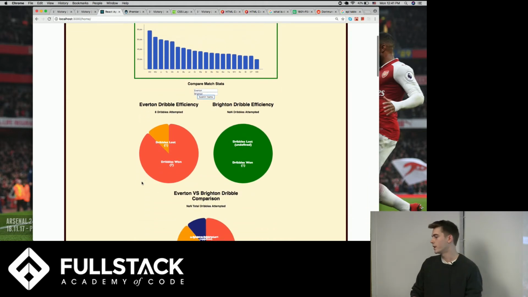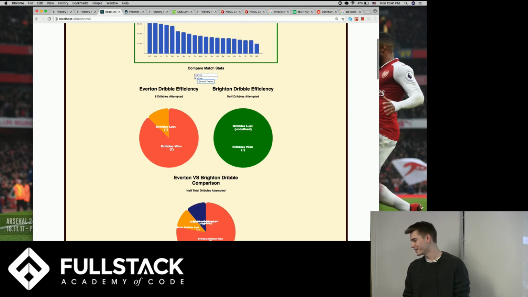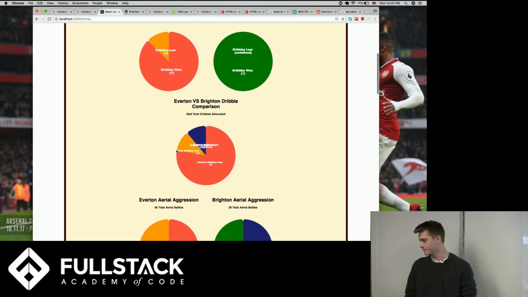Cool. So I just have a couple stats rendered here in pie charts. One is dribble efficiency. So I guess Brighton didn't really make any attempts to dribble at players. They did one, and it worked, so they didn't have any dribbles lost. But normally players are a bit more ambitious with that. So Everton's dribble efficiency is a better representation.